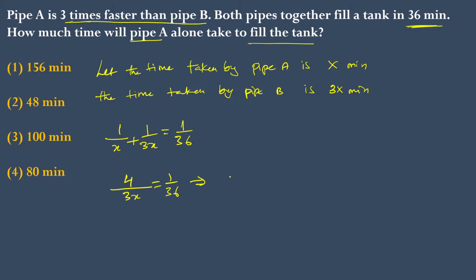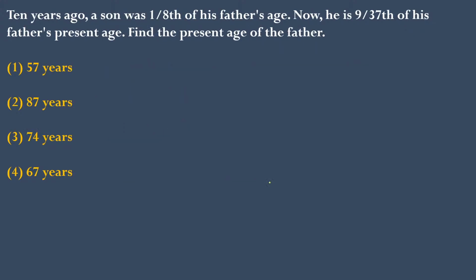So x is equal to, if you see here, 3 ones are 3, 3 12s are 12, 12 fours are 48. Okay, right. What is the value of A? We can take it as x minutes. A alone takes 48 minutes to fill the tank. Okay, right. The time taken to complete the work by A is 48 minutes.